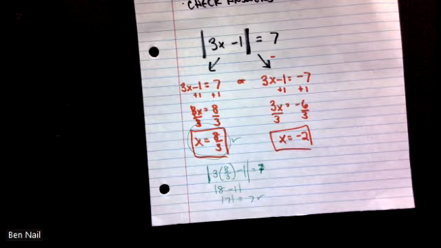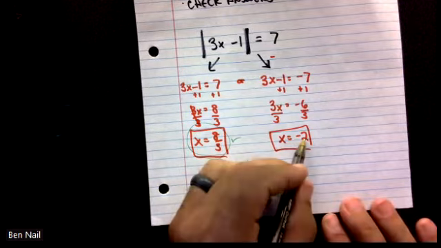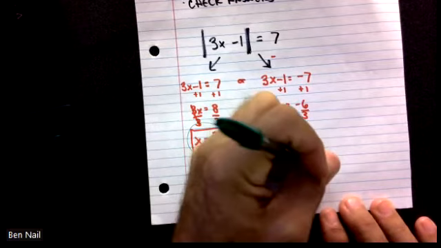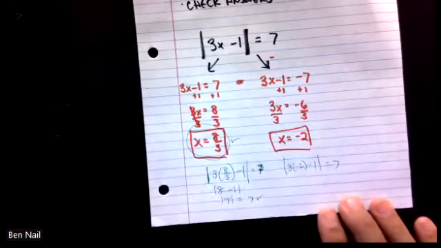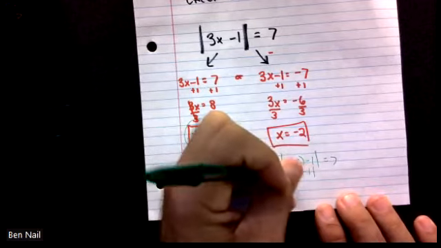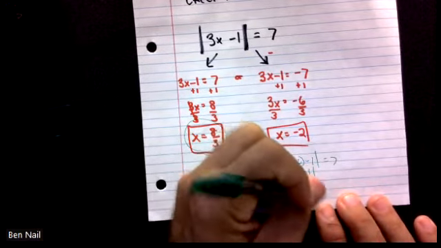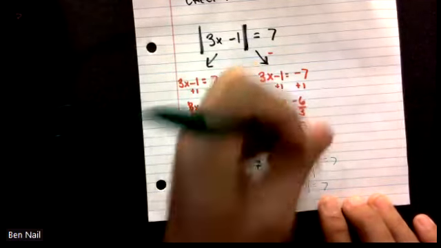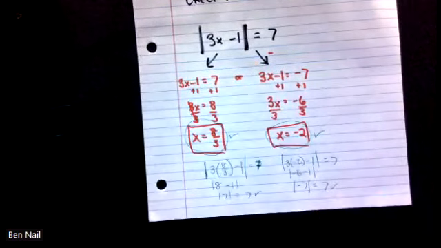Okay, again, you don't have to check, but you can. I'm going to do the same thing with -2. So if I plug it in, 3 times -2 minus 1, I want to see, does that equal 7? 3 times -2 is -6. -6 minus 1 is -7, and the absolute value of -7 is also 7. So that one checks out. Good solution. So both of those work.